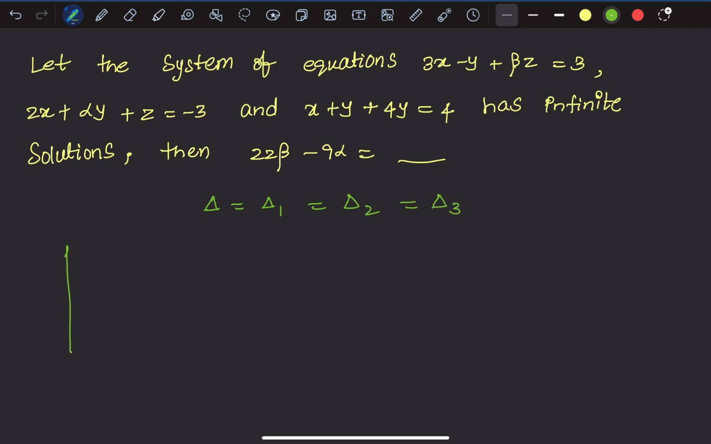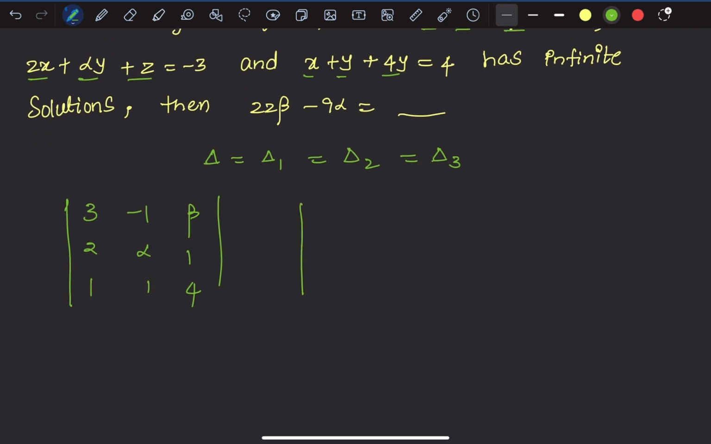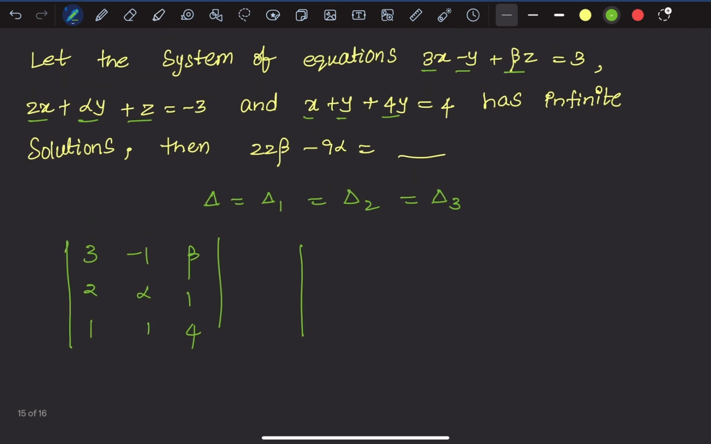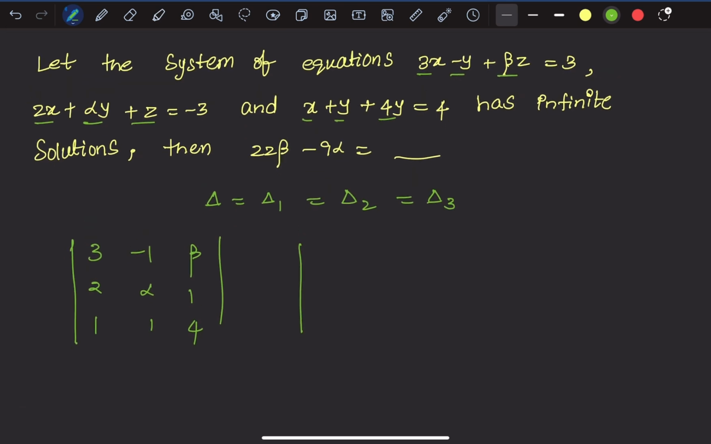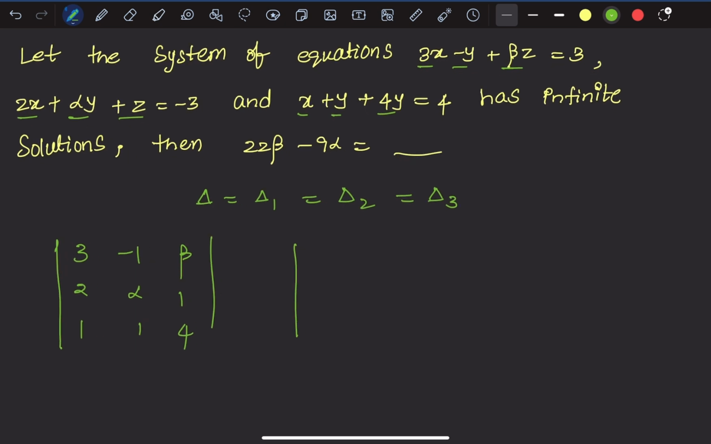So what is delta? Delta is 3 minus 1 beta, 3 minus 1 beta, 2 alpha 1, 2 alpha 1, 1 1 4, 1 1 4. This is delta. If you want to get delta 1, you can replace the first column with 3 minus 3 and 4. If you want to get delta 2, replace the second column. If you want to get delta 3, replace the third column.